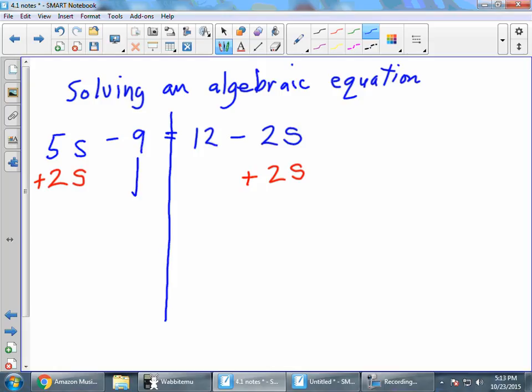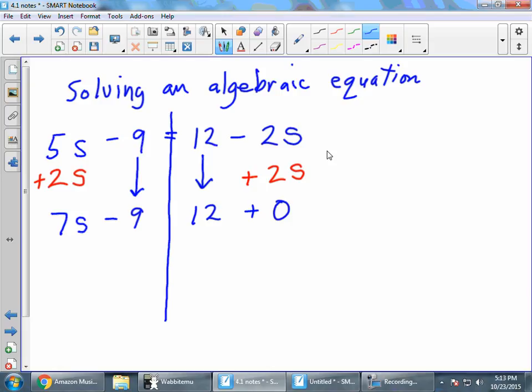I want to bring down everything that I haven't used yet. So now I have 5s plus 2s is 7s. Bring down the negative 9. Bring down the 12. Now really, negative 2s plus 2s is 0. It's like plus 0. But most people don't show that anymore. I don't mind putting plus 0, at least to start with.